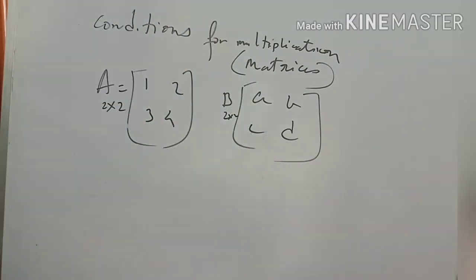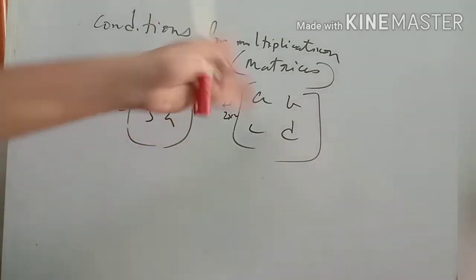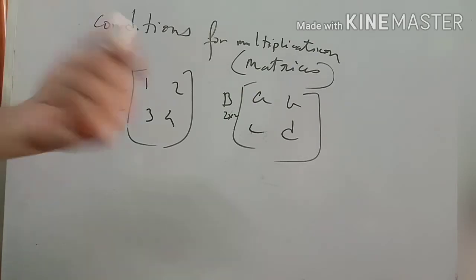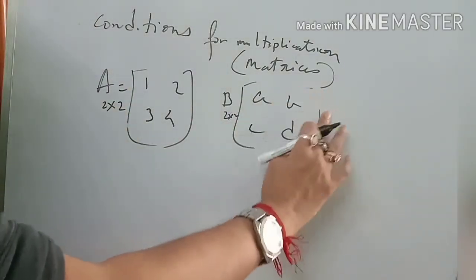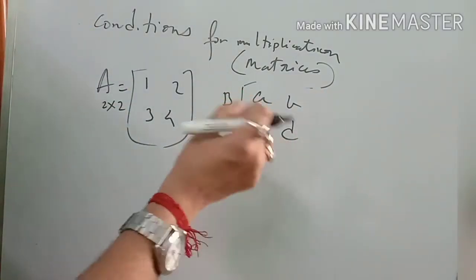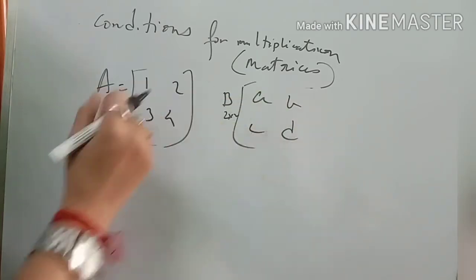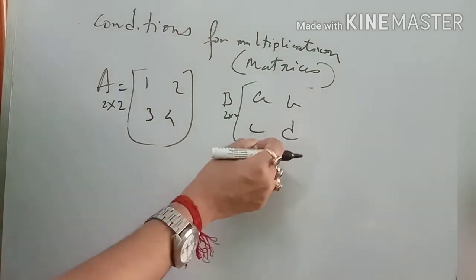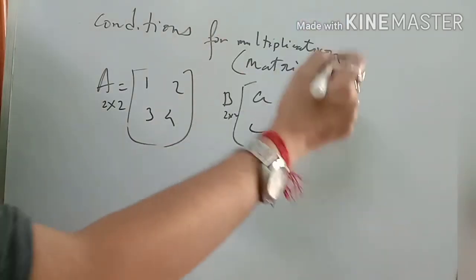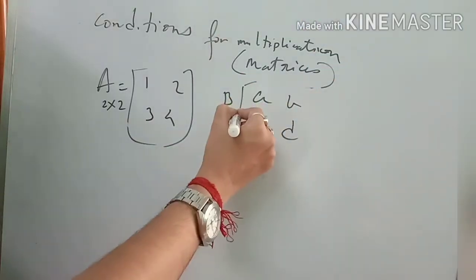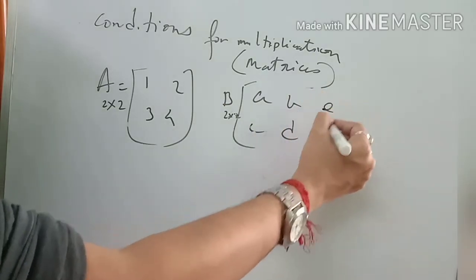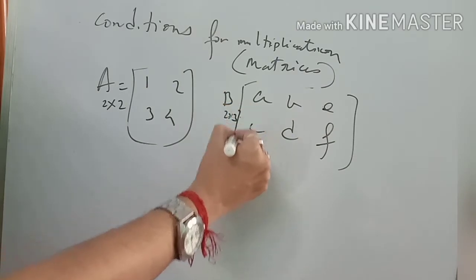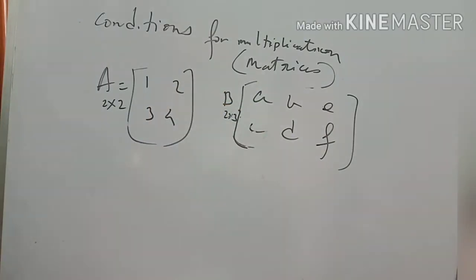So multiplication is possible, since the number of columns of A is equal to the number of rows of B. Let us do one trick. Let us increase. How many rows are there? 2 rows. How many columns are there? 2 columns. We could increase 1 column. Let us make it EF. Will it affect the sum? No.